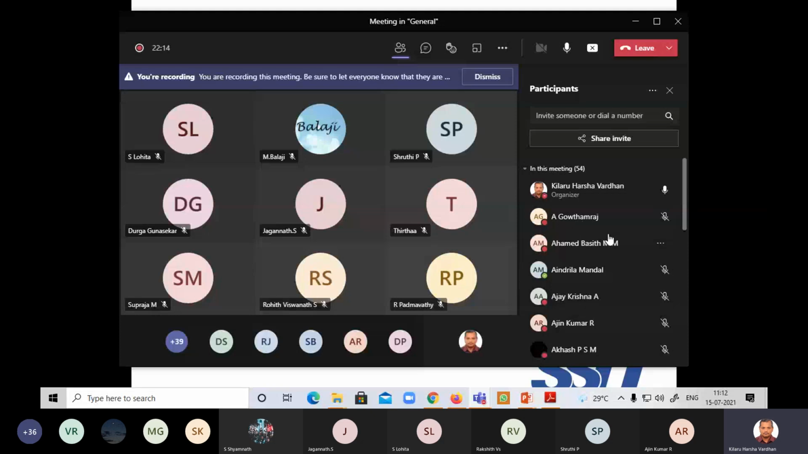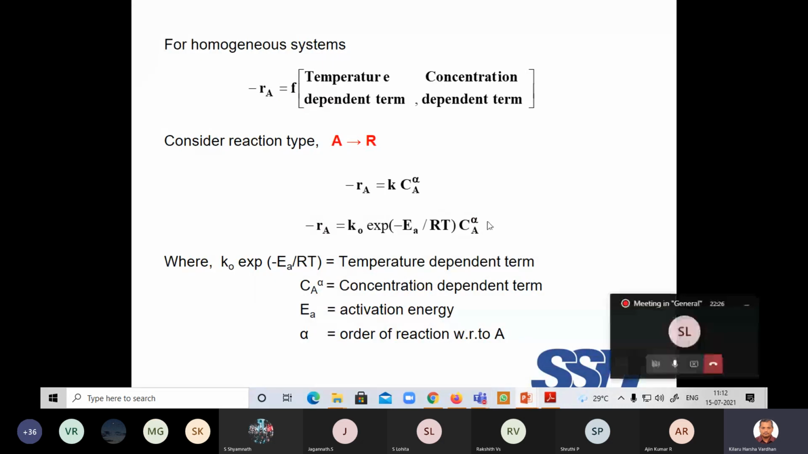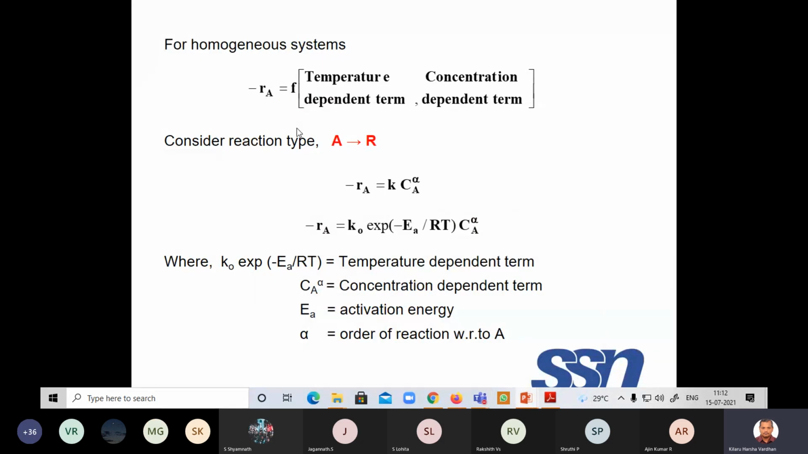I think 54 are there. Am I audible, ma? All the people? Or you are there? Yes. Okay. Because in between I need to check whether my connection is correct.